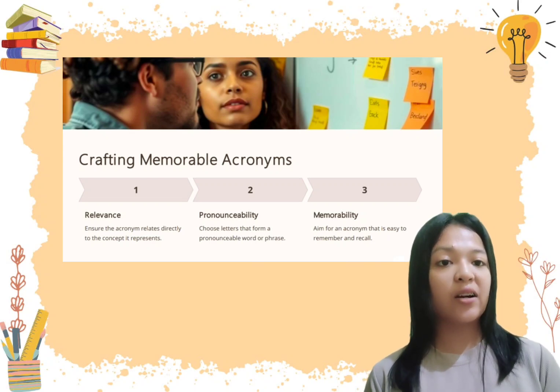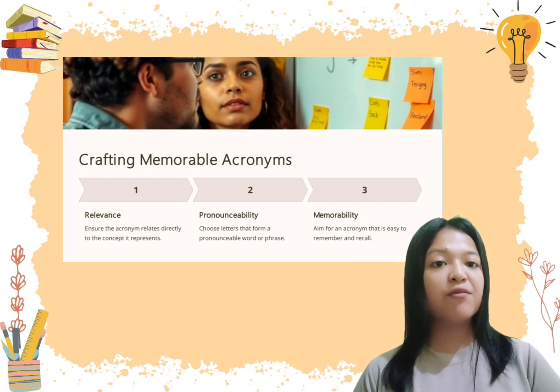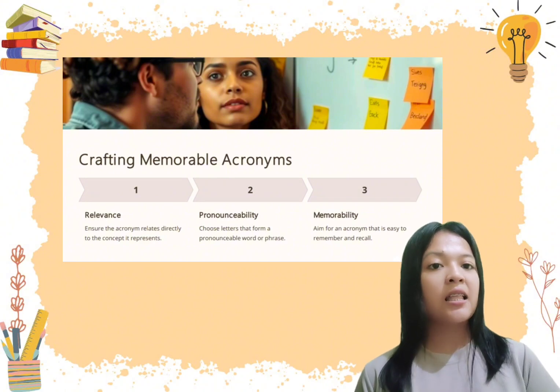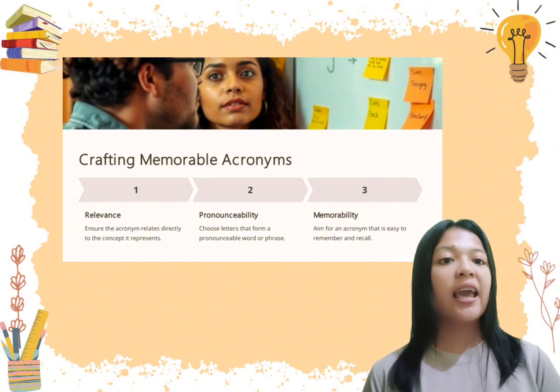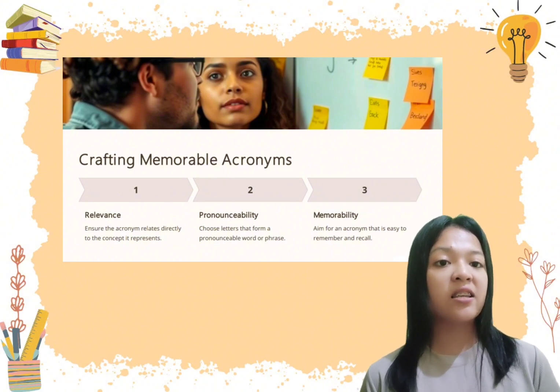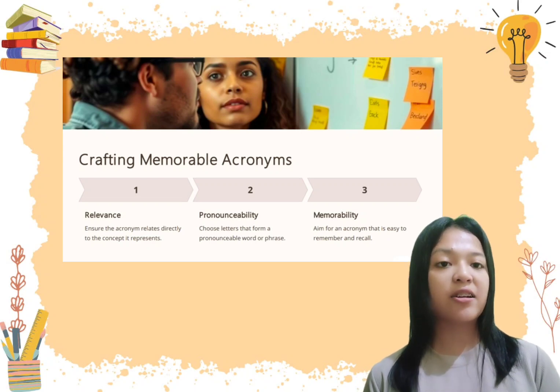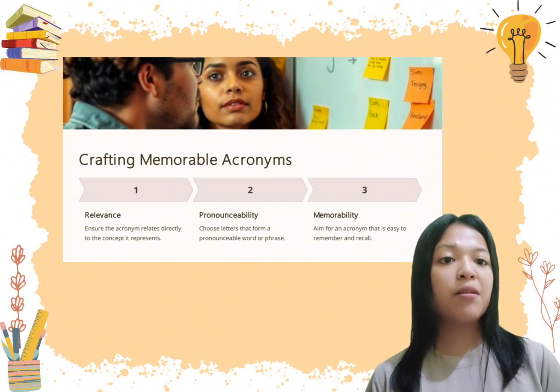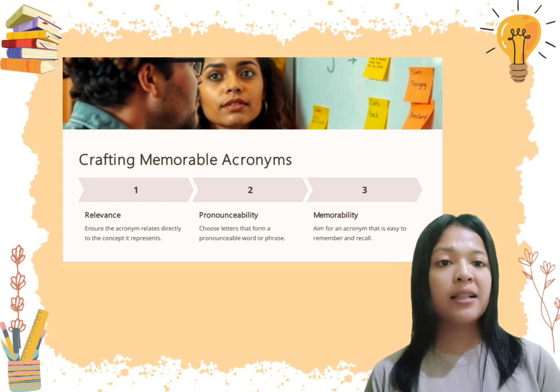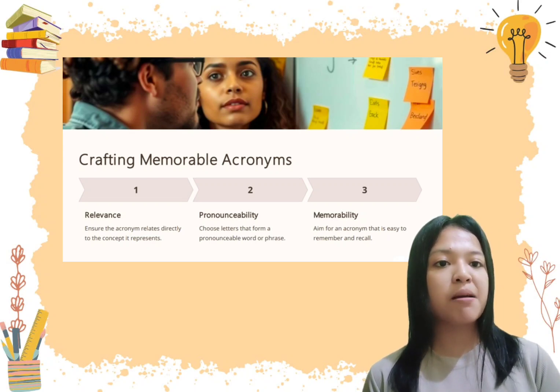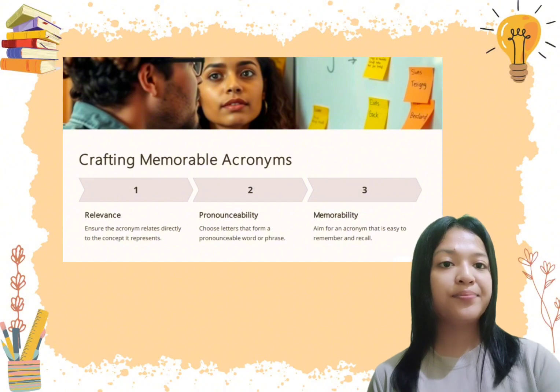Next point is crafting memorable acronyms. When creating acronyms, there are three key factors to keep in mind. The first is relevance. Ensure the acronym relates directly to the concept it represents. Two, pronounceability. Choose letters that form a pronounceable word or phrase. Three, memorability. Aim for an acronym that is easy to remember and recall.